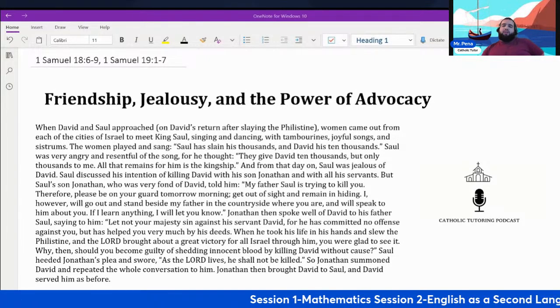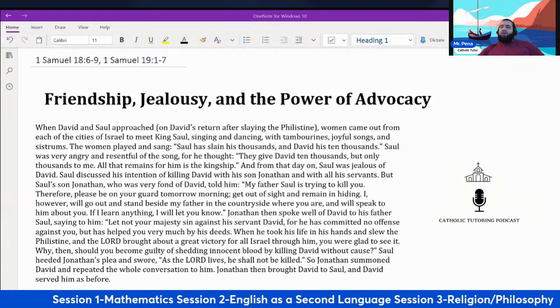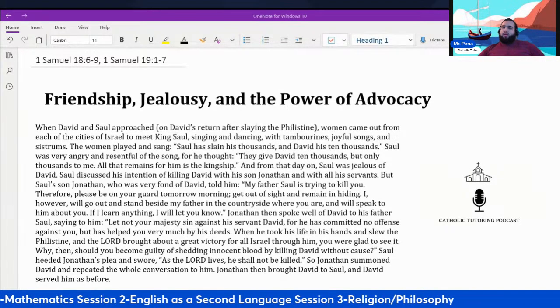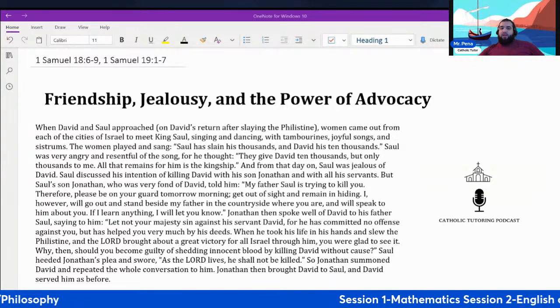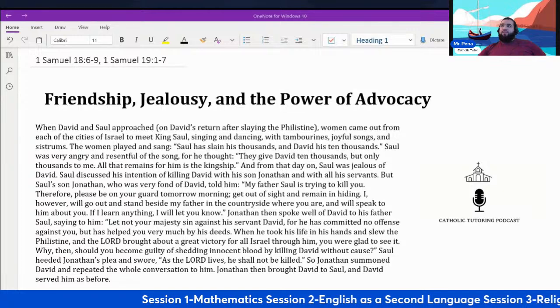Today's scripture is from the first book of Samuel, and it reveals a profound and complex relationship between two prominent figures in the history of Israel, King Saul and the young shepherd David. This is a tale of triumph, jealousy, and the redemptive power of friendship.